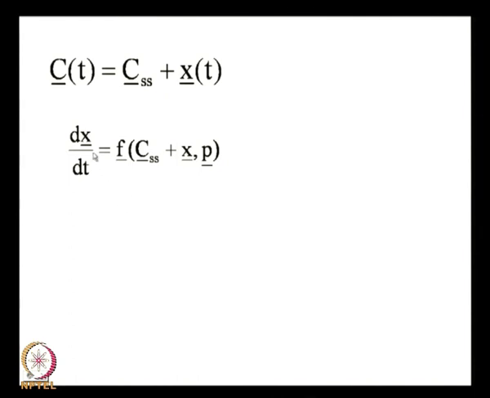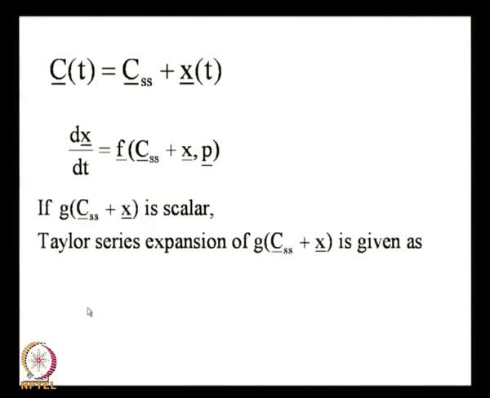So, my dx/dt would be written as f of CSS plus x comma p, fine. Why do I write it? Because I want to do a Taylor series expansion of this about Css. So, it would be f of Css comma p plus the rest of the terms. So, this I am now showing for any term.